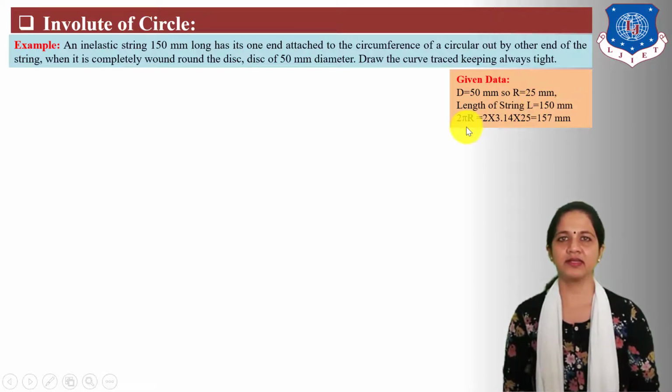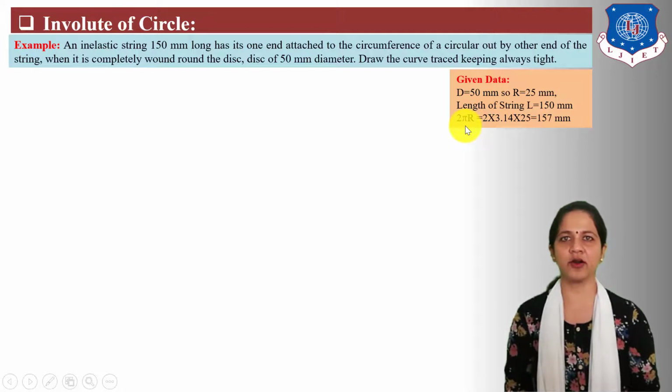and the length of string for the circumference of the circle or disc is equal to 2 pi r, which is equal to 2 into 3.14 into 25, which is equal to 157 mm. Here, the given length of string is less than the 2 pi r length of string. So, how to complete the involute here?